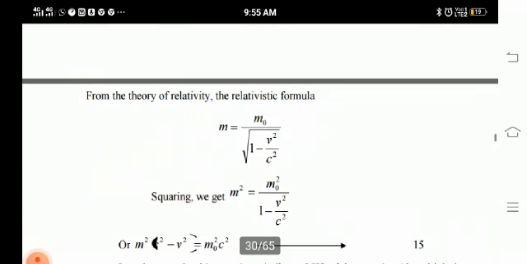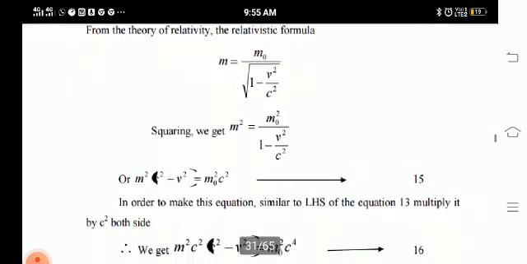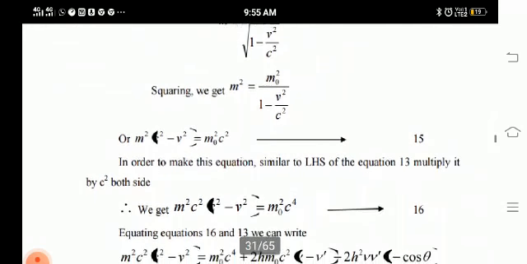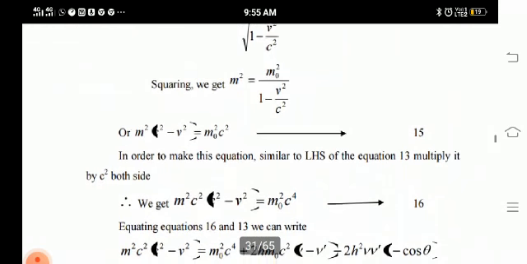From the theory of relativity, that is the relativity formula, we get m is equal to m naught divided by square root of 1 minus v squared by c squared. Squaring the above equation, we get m squared is equal to m naught squared divided by 1 minus v squared by c squared. Simplifying this equation, we get m squared into c squared minus v squared is equal to m naught squared c to the power 4.